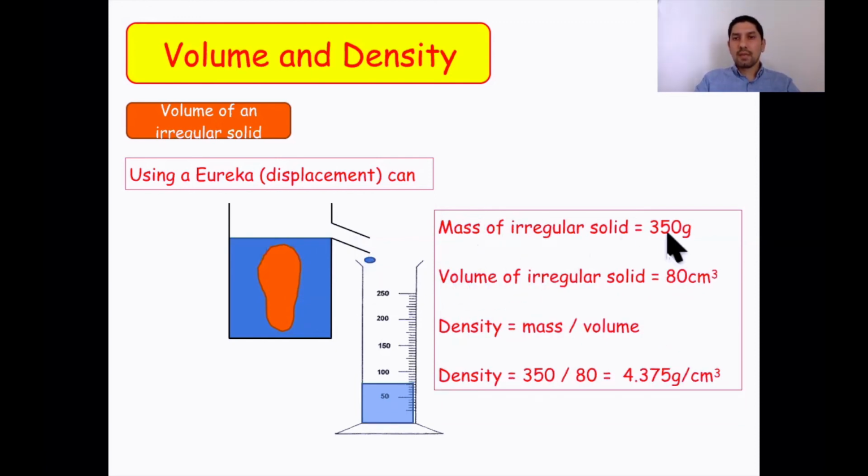So we have the mass here, and we have the volume. Volume is 80 centimeter cube. You can read it from here. So density is equal to mass over volume. This is how we determine the density of regular or irregular shaped objects with the help of a graduated cylinder and also a balance to measure the mass. So density is equal to 350 grams over 80 centimeter cube, which is equal to 4.375 gram per centimeter cube.